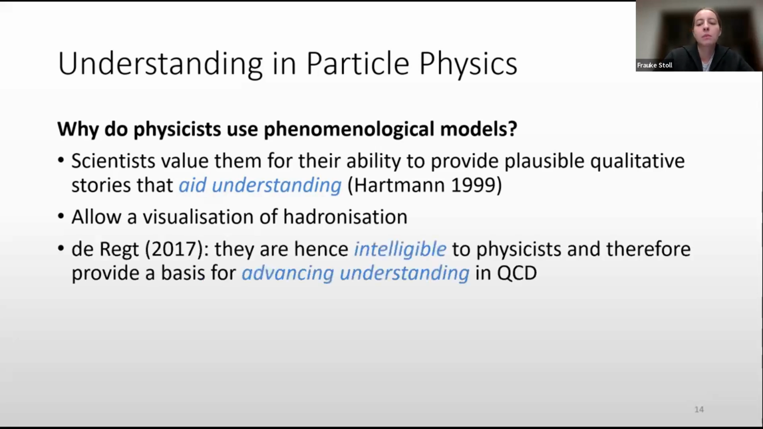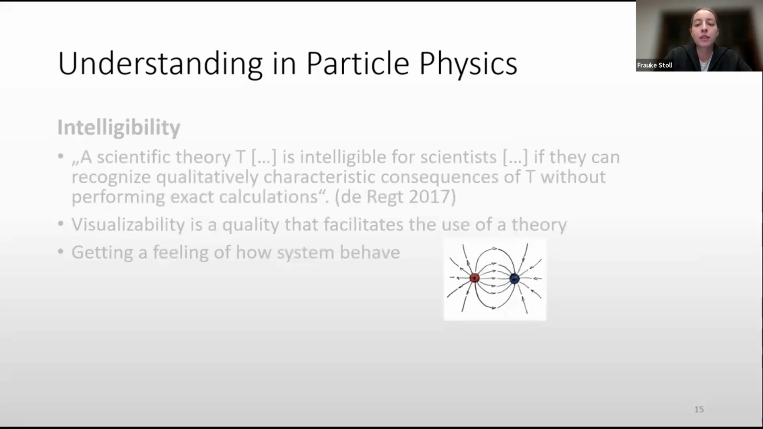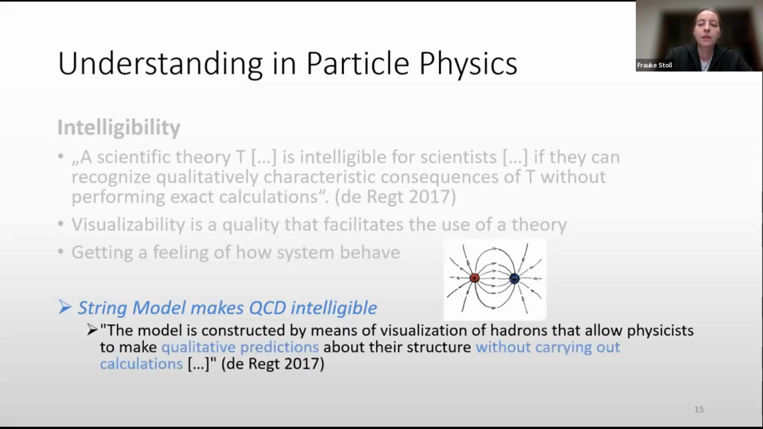And indeed, this has been picked up by Dirac, who showed that these models are hence intelligible to working scientists and thereby provide a basis for advancing our understanding of quantum chromodynamics. And as we saw for explanatory understanding with, we need intelligibility. And the string model does indeed do that. It makes quantum chromodynamics intelligible because the model is constructed by means of visualizations of hadrons that allow physicists to make qualitative predictions about their structure without carrying out calculations. And so the visualization of this model here is a tool for understanding with this model.